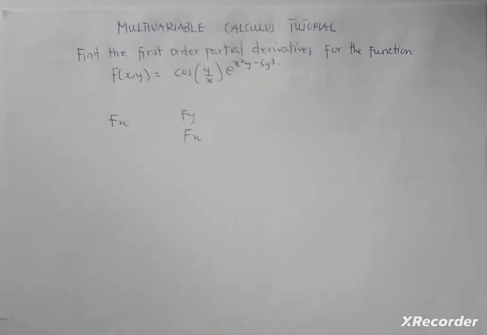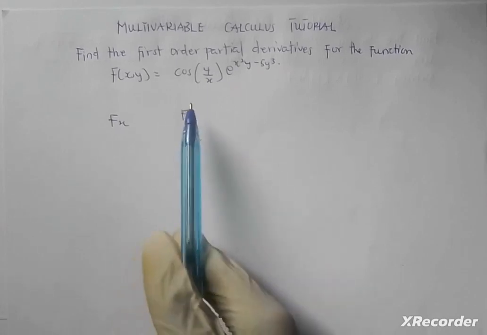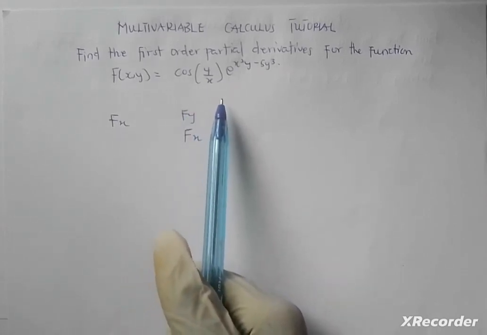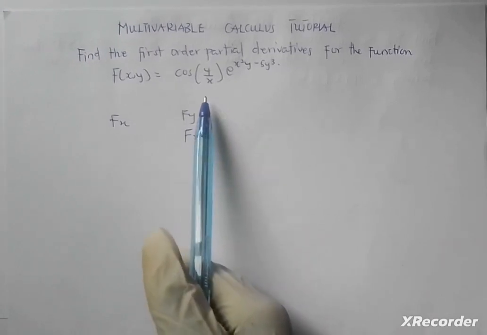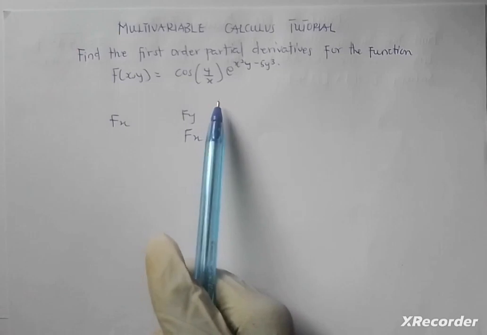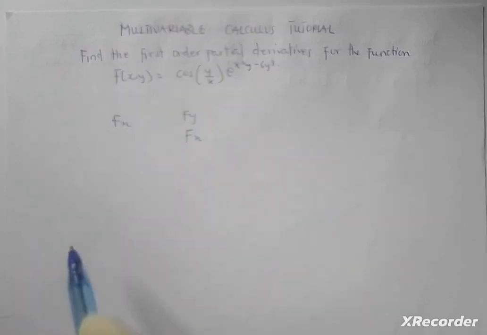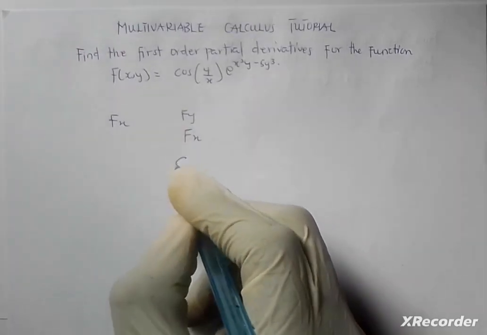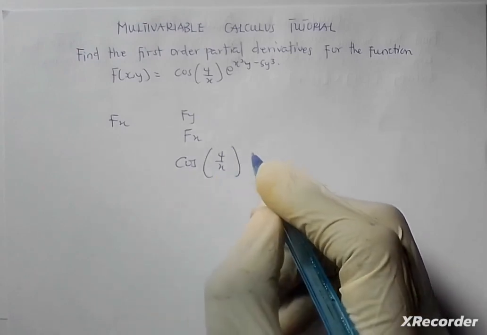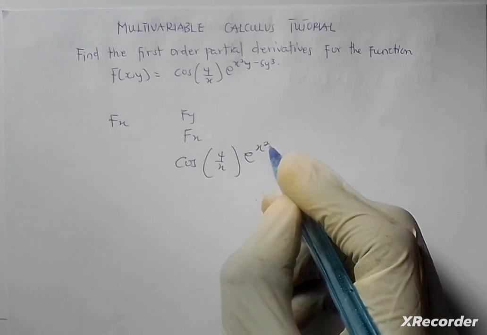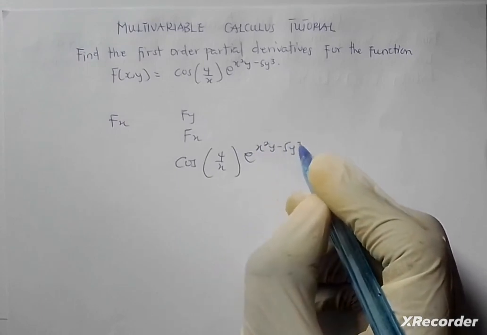So how do you do it? We are going to differentiate this expression with respect to x, meaning any other thing which is not x is going to be treated as a constant. So let's see how we're going to do it. I'm having cos of 4 over x, then e to the power x squared y minus 5y cubed.